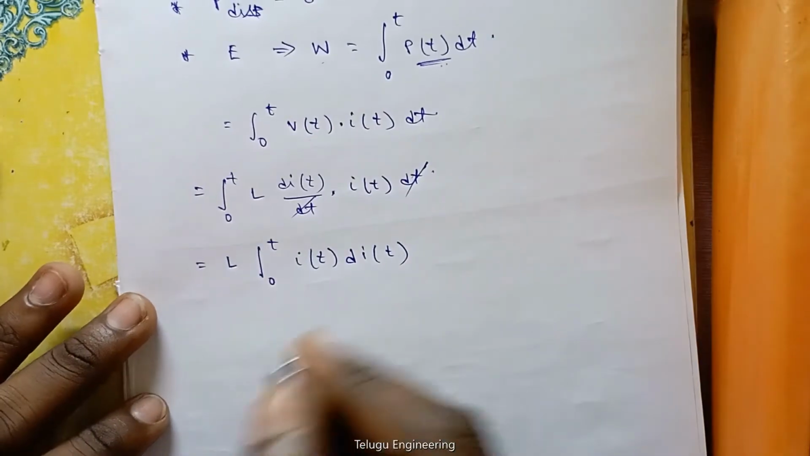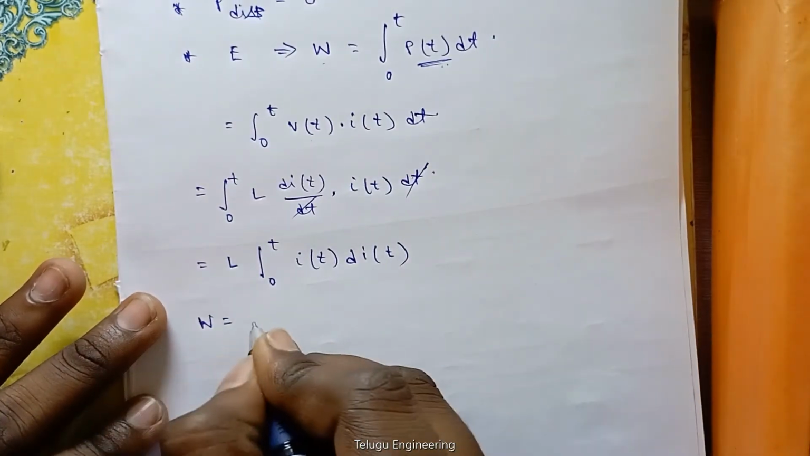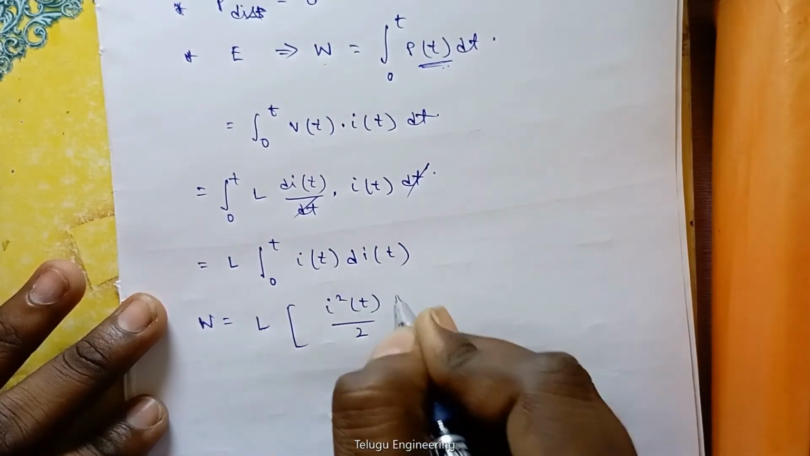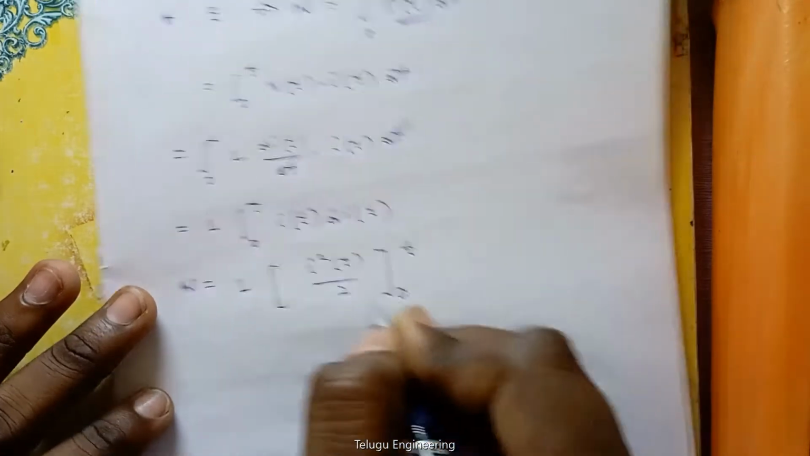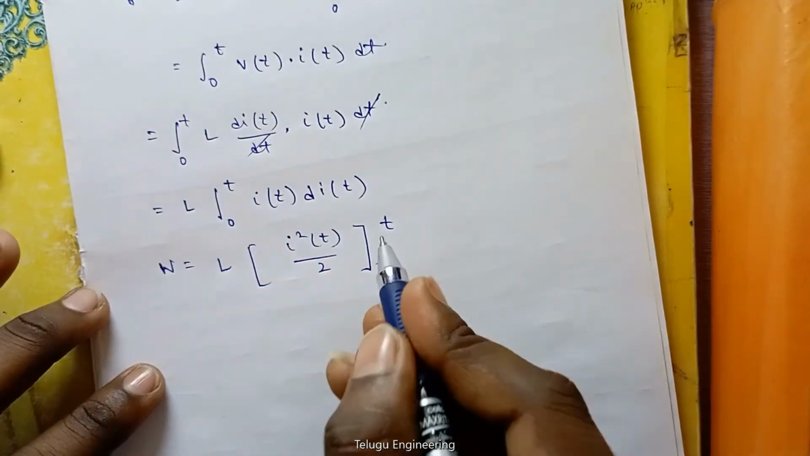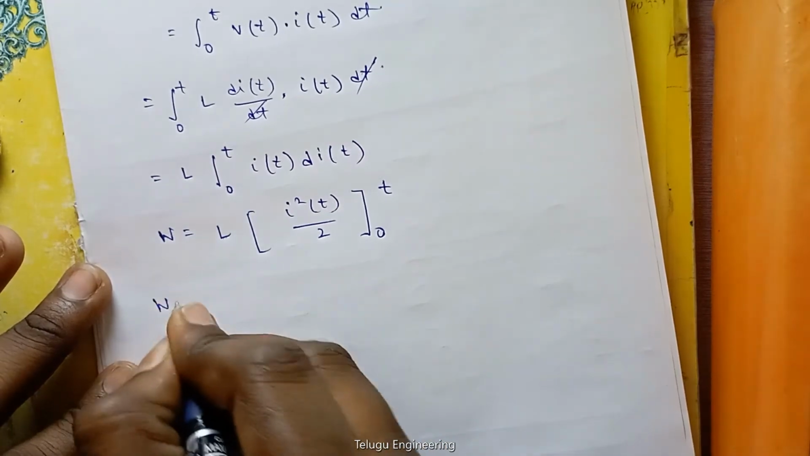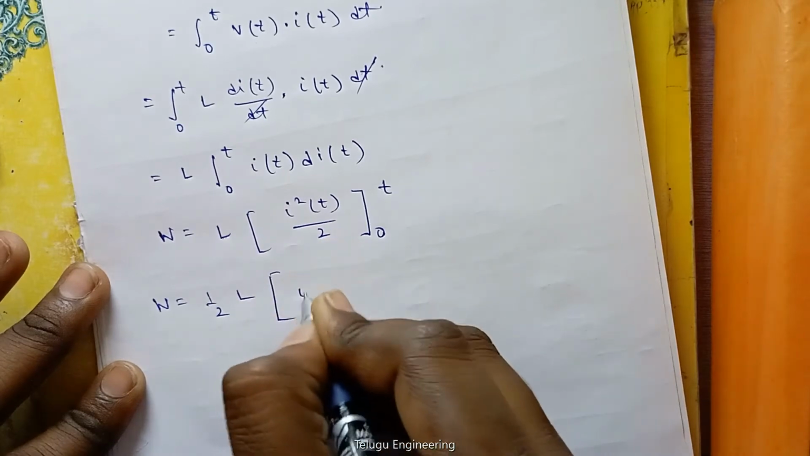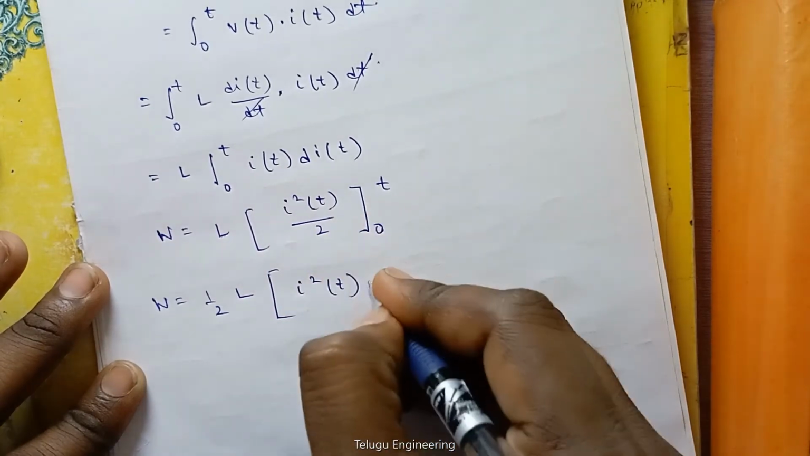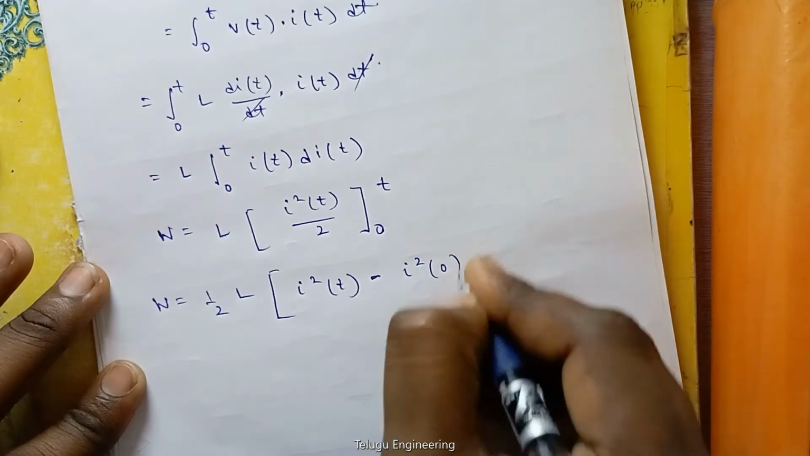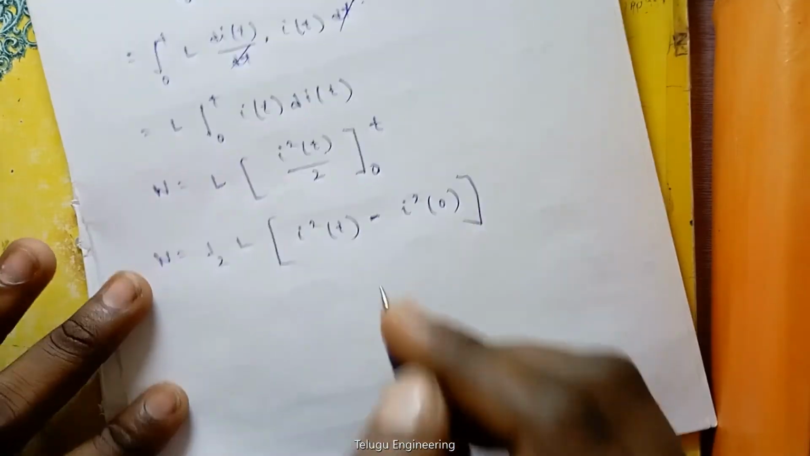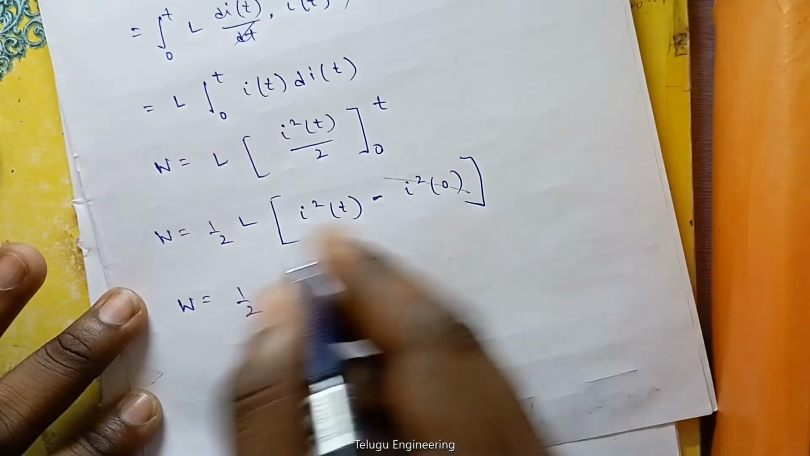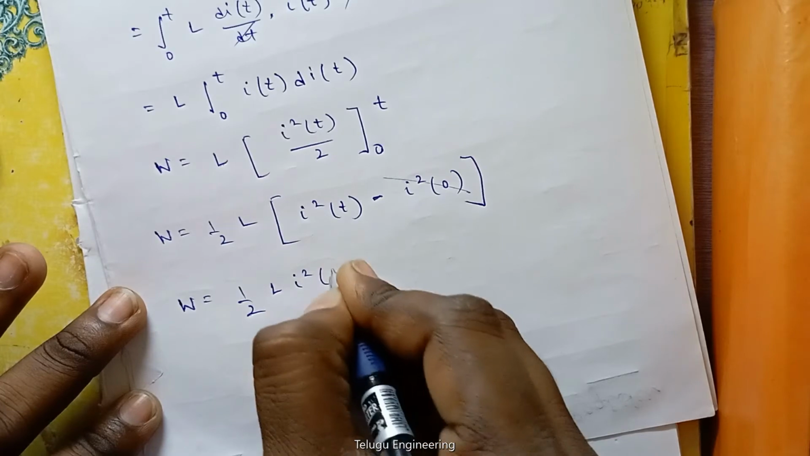Now apply your integration. So the amount of work done is L times the integration, which becomes I square of t by 2 with limit 0 to t. We already know basic integration: upper limit minus lower limit. So we can take 1/2 L outside, and inside it becomes I square of t at the upper limit minus I square of 0 at the lower limit. So the final work done becomes, since the lower limit is 0, 1/2 L into I square of t.